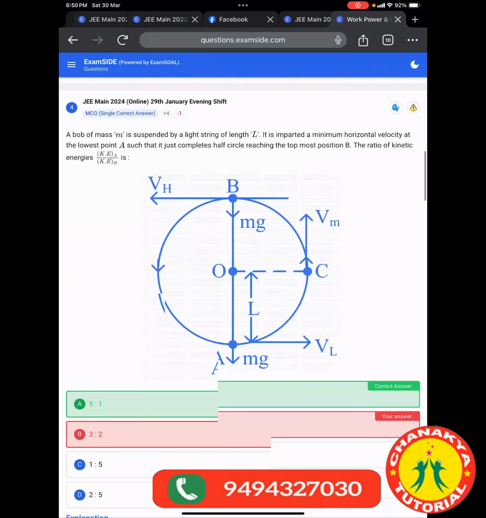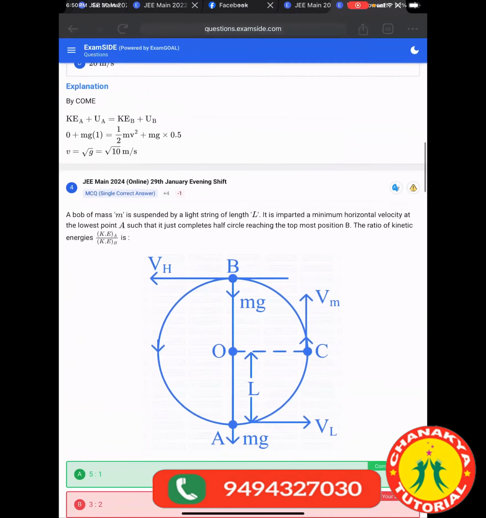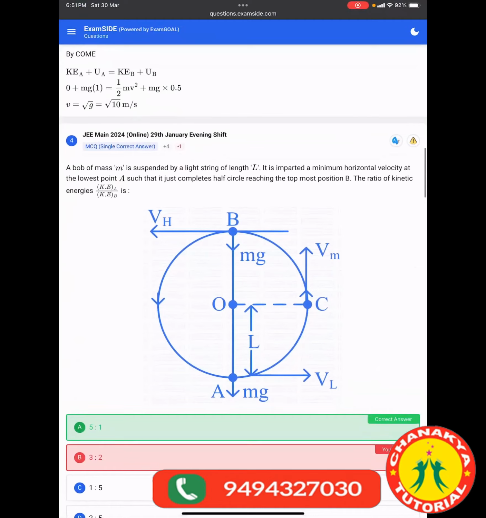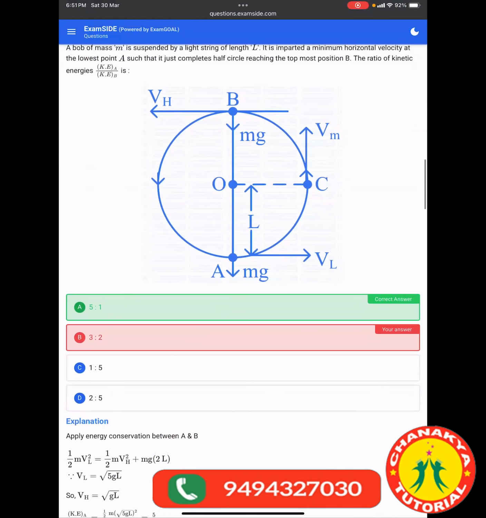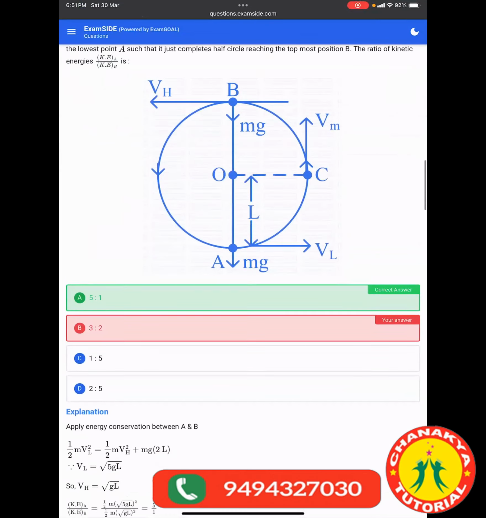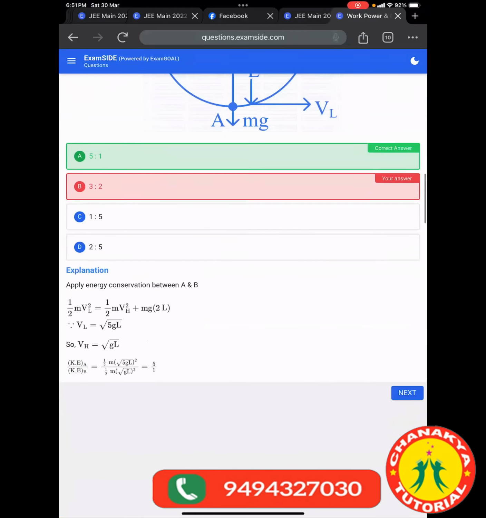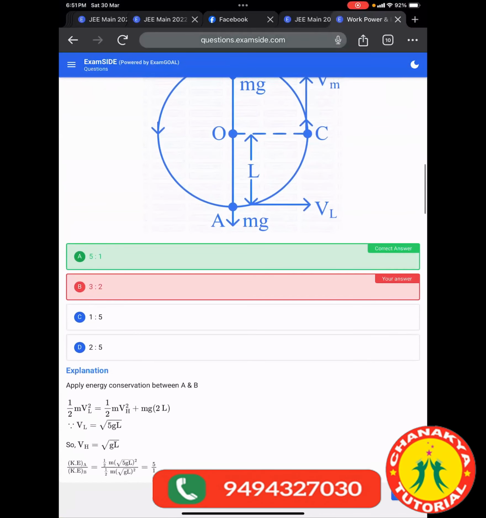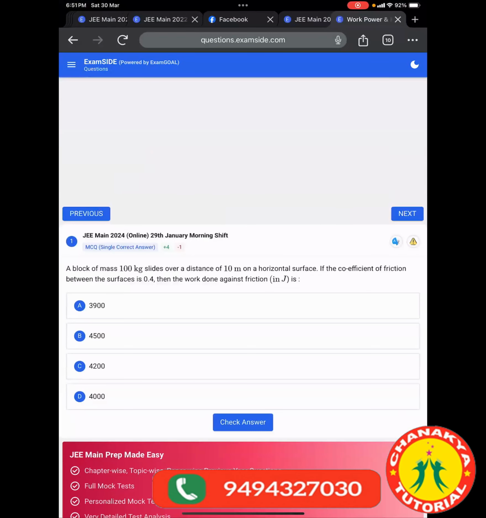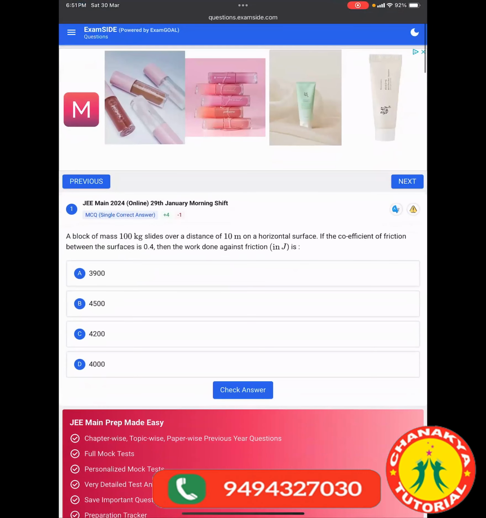There is a mistake in this question, guys, okay? He should not use this minimum horizontal velocity at the lowest point. There is a mistake in the question, okay? You will get to know about it more when I teach you the vertical approach. Let us see some more questions.